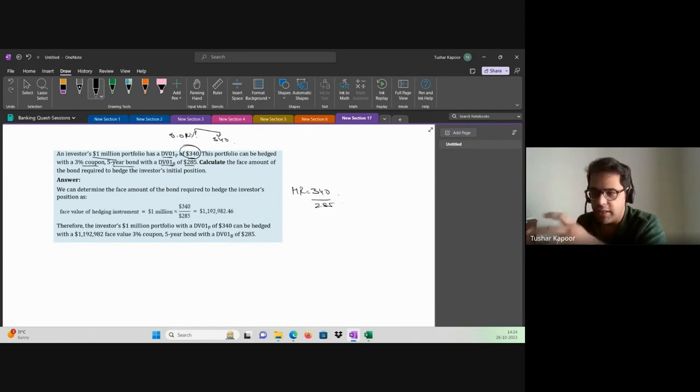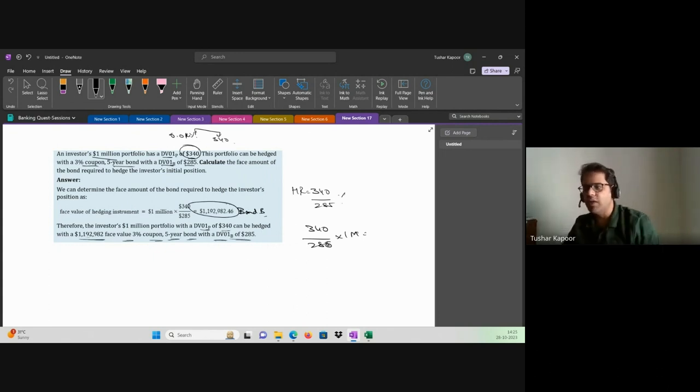So the hedge ratio is 340 by 285 first of all. Now with that being said, we ultimately use this hedge ratio to find out how many contracts we need to buy if the value of one contract is given. Calculate the face amount of bond required for the initial position, which is 340 divided by 285, multiplied by 1 million, which gives us this answer. Now we are saying we need to buy this much worth of bond B to hedge our portfolio. So the investor's 1 million portfolio with DV01 of 340 can be hedged with a face value of the 3% 5-year coupon bond with DV01B of 285. So that's the point essentially we want to make.